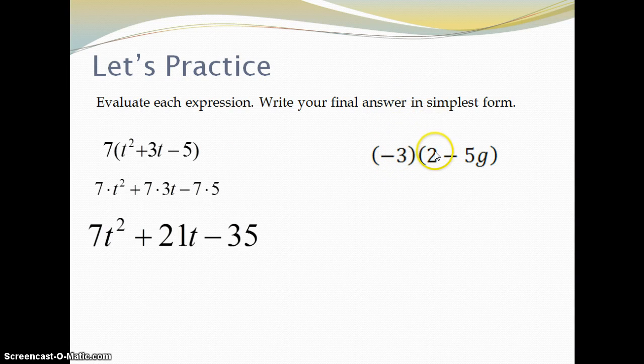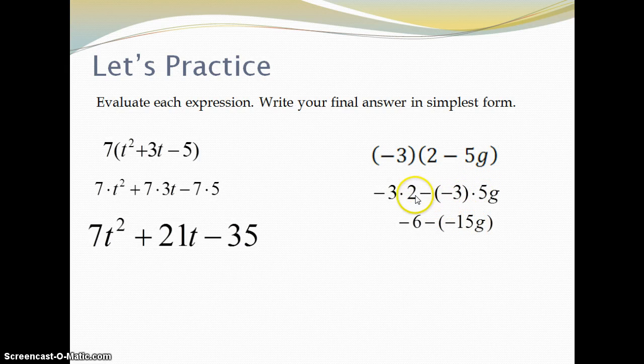Negative 3 times 2 minus negative 3 times 5g. So that is what the problem looks like after I distribute. I have not simplified. Once again, if you can do that simplifying in your head, you can skip this step. I'm just writing it down so everyone can follow where I'm getting my numbers from. Negative 3 times 2 is negative 6. And then negative 3 times 5g is a negative 15g.